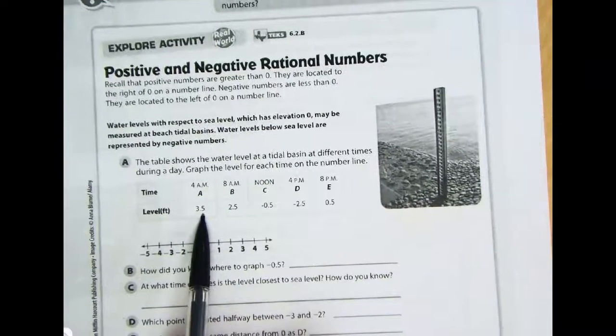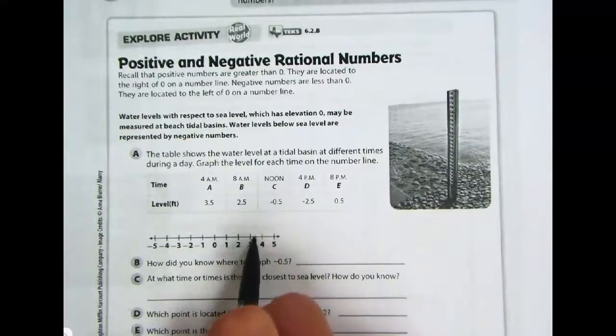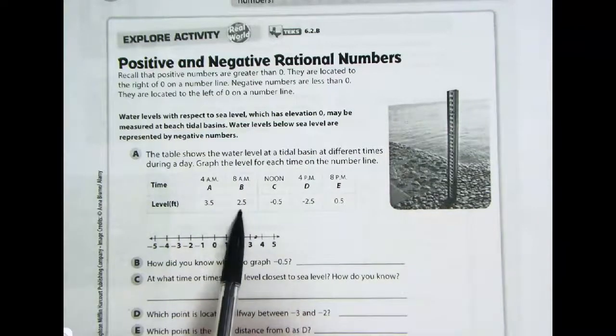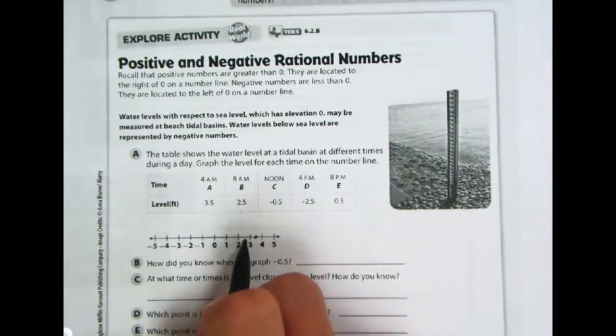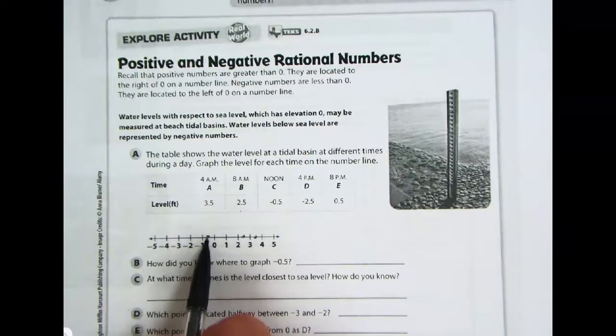So at 4 a.m. it was 3 5/10. So positive 3 5/10 is halfway between 3 and 4. Okay, at 8 a.m. it was 2 5/10, so 2 5/10 is halfway between 2 and 3. So at noon it was a negative 5/10. Negative 5/10 is halfway between 0 and negative 1.